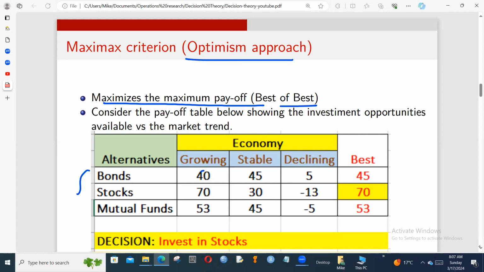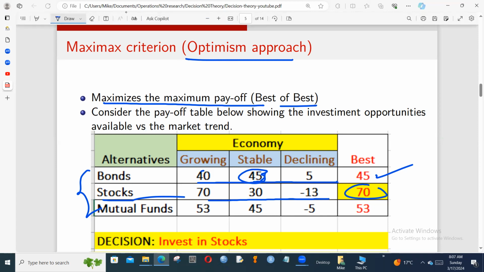And when you look at these alternatives, what it does is that it looks at each decision alternative one at a time. For bonds, the highest it can fetch under the three prevailing conditions is 45. So it picks 45 as the best. Then stocks, when you check the stocks across the prevailing conditions, the best is 70. When you check the mutual funds, the best is 53. And so we have all those three.